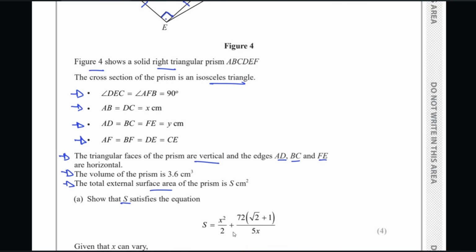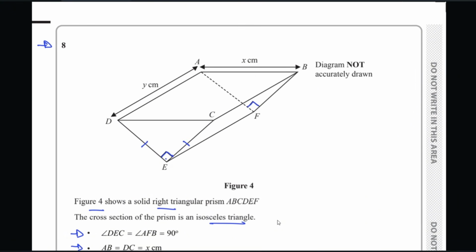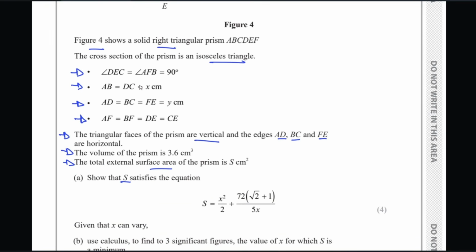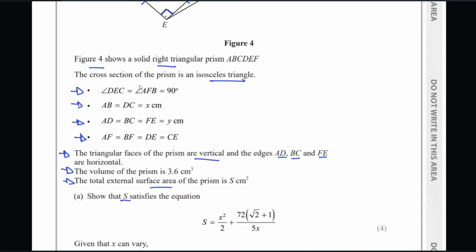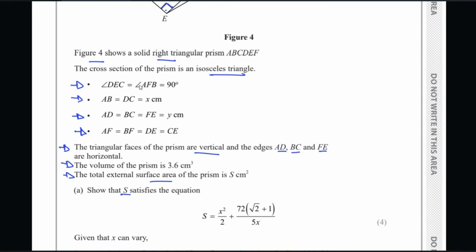When we look at the equation for S, it is written in terms of x. There's no y mentioned here, it's only in terms of x. In the diagram, we have two unknowns, x and y. So we have to show that S is equal to this. But before we deal with the surface area, let's try and find an expression for y in terms of x. We can do that if we use the volume information, 3.6 cm cubed.